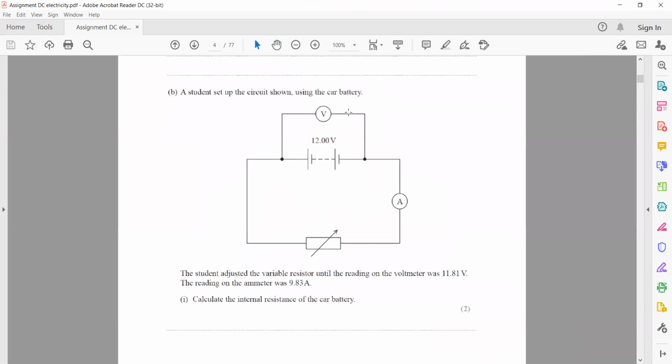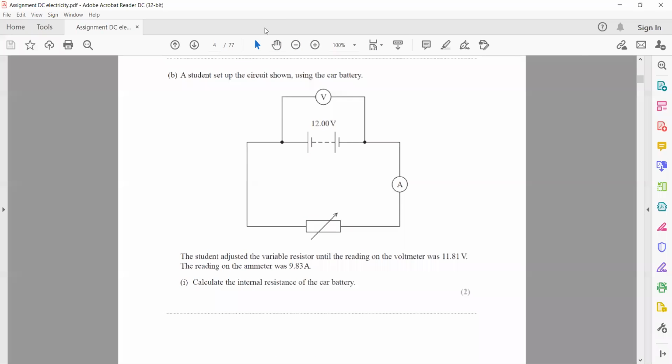The next question: a student sets up the circuit as shown using the car battery. The student adjusted the variable resistor until the reading on the voltmeter is 11.81. The reading on the ammeter is 9.83. Calculate the internal resistance. So this is the EMF.